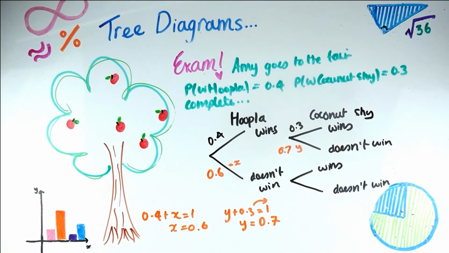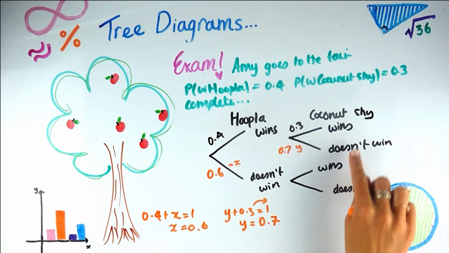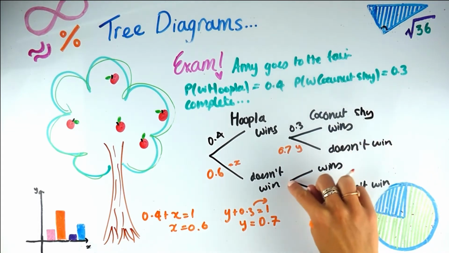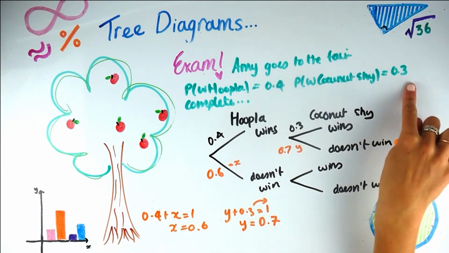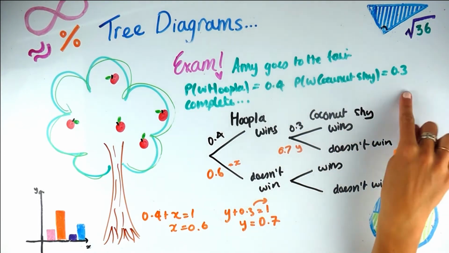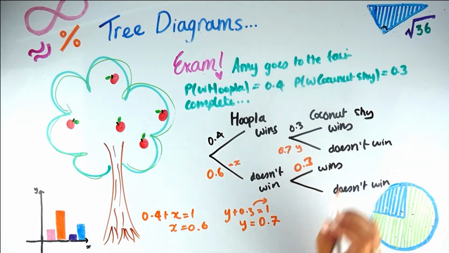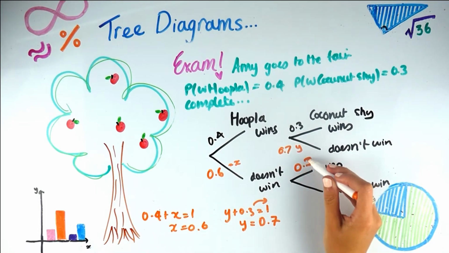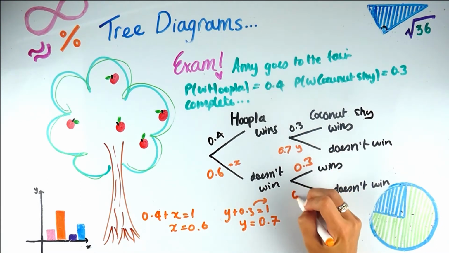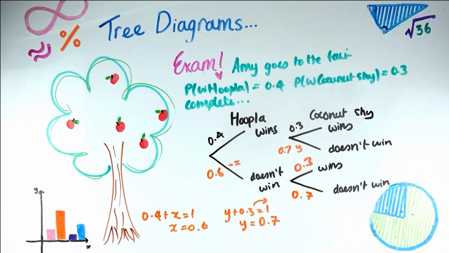We also know that this branch here is her winning Coconut Shy, which we've been given in the question. The probability she wins Coconut Shy is 0.3. And the same thing here, the probability she doesn't win is 1 minus 0.3, which we just worked out there, 0.7. So there you've just completed the tree.